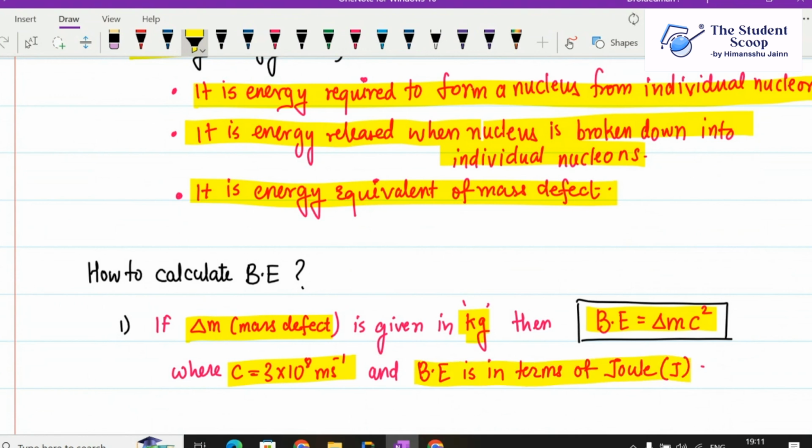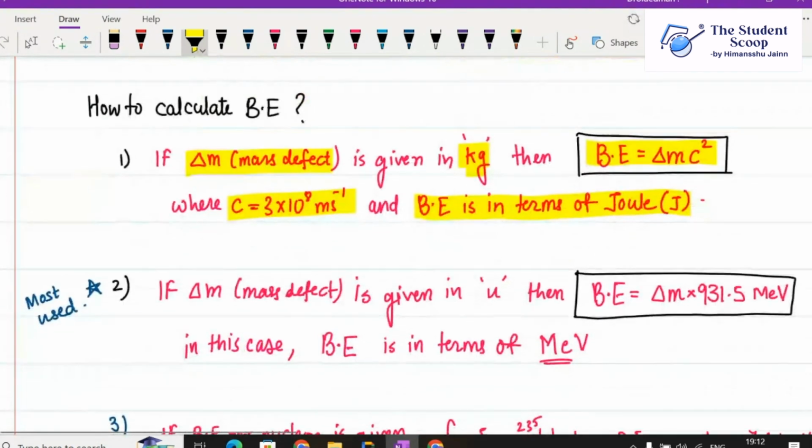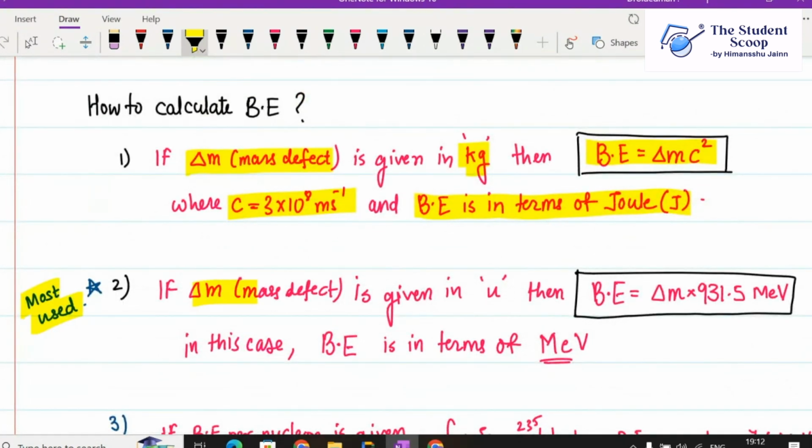Now this is not the ideal way to do it, because most of the time the masses are not given in kg, they are given in atomic mass units. So this is just one way, if the binding energy is asked in joules, you can do this if the masses are given in kg. But as I mentioned, the most used one is when masses are given in atomic mass units. So you take the mass defect and multiply by 931.5 mega electron volts.